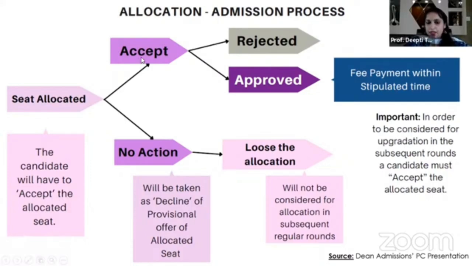If you do not accept it, then it may get rejected or it may get approved. If you do not do any action, then that means you are not willing to accept the offer of the ECA seat that has been made to you. What it means at this point is that you will not be considered for subsequent allocations, here it will be for the ECA rounds.